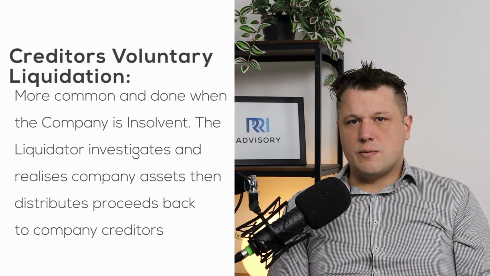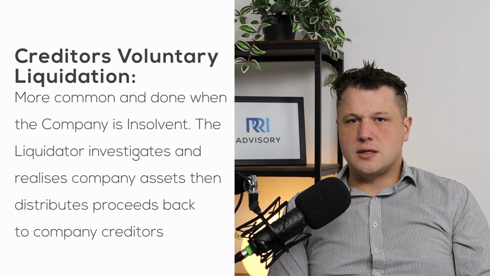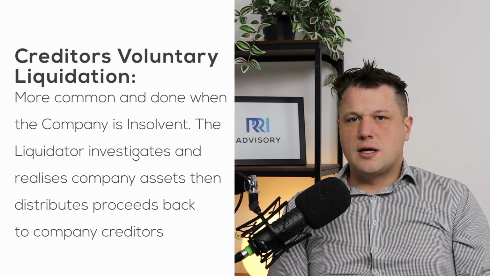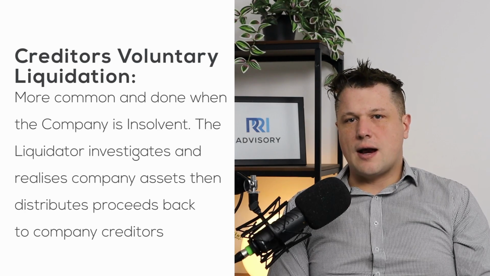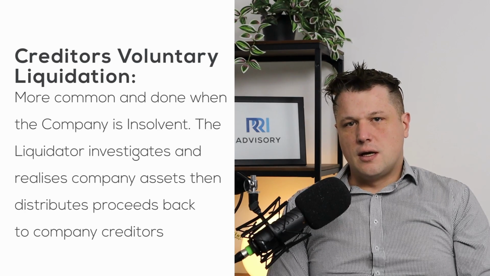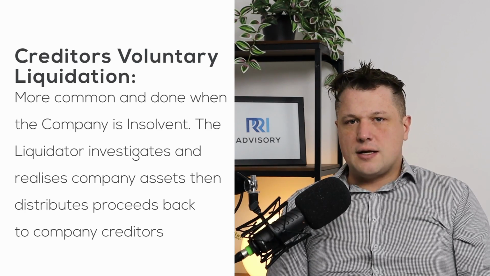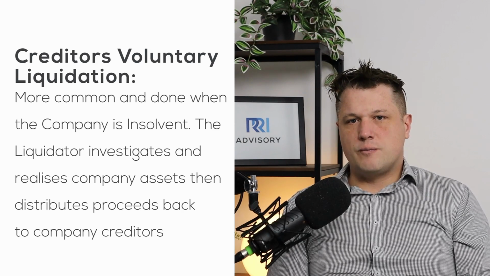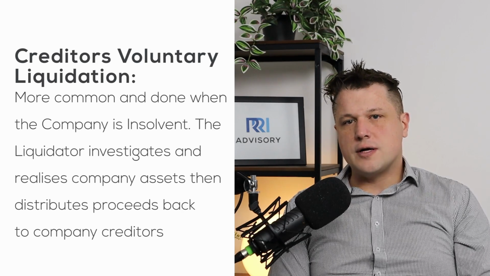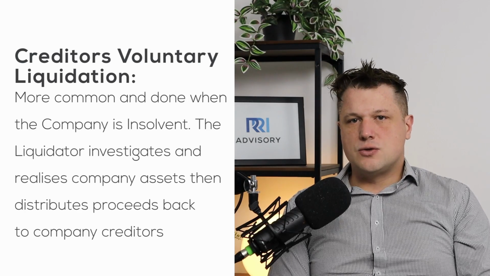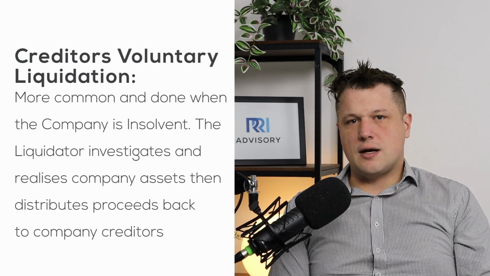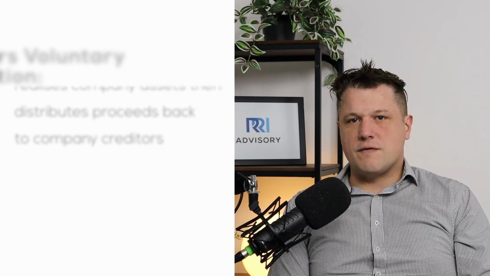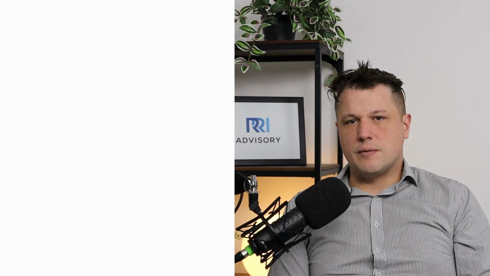The second type that we see on a common basis is a creditors voluntary liquidation, and that's where the company is insolvent and unable to pay all of its creditors. The role of the liquidator in that instance is to realise the assets of the company and distribute the proceeds in accordance with the priorities set out in the Corporations Act to the creditors to ensure that all creditors receive a benefit from the liquidation of the company.